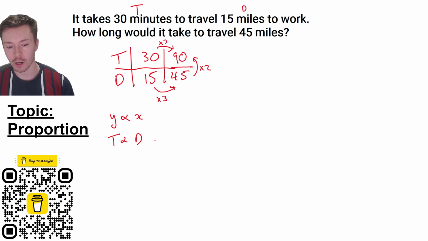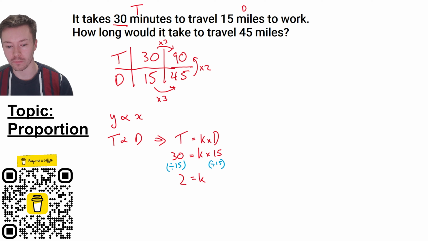Now I've got this equation. I'm going to plug my original numbers in, so 30. That's the time, so 30 is equal to k, which is what I'm going to try and work out, times by the distance, 15 miles. Okay, now if I divide both sides by 15, what I'm going to find is that the constant of proportionality, the k, is going to be equal to 2.